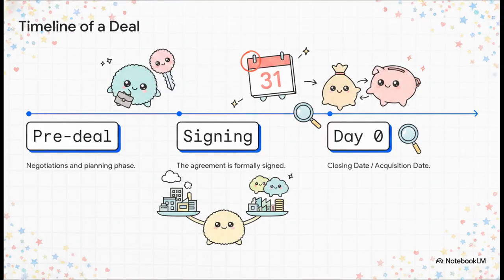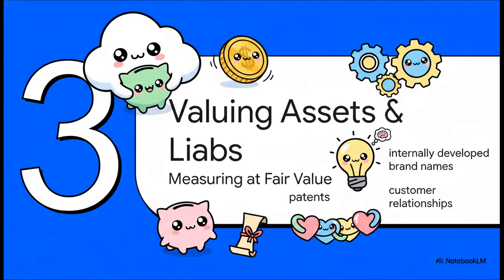Step 2 locks in the acquisition date. This is the exact moment the acquirer officially gets the keys and takes control, which we most commonly call the closing date. This is the exact day the acquirer legally transfers the consideration, acquires the assets, and takes on the liabilities. Now, why does pinpointing this exact day matter so much? Well, because every single fair value measurement we are about to discuss is frozen in time based on market conditions on this specific date. Moving right along to Section 3, Valuing Assets and Liabilities.